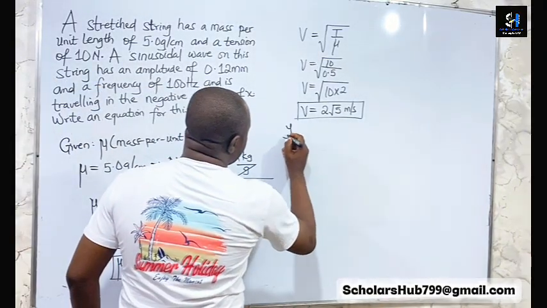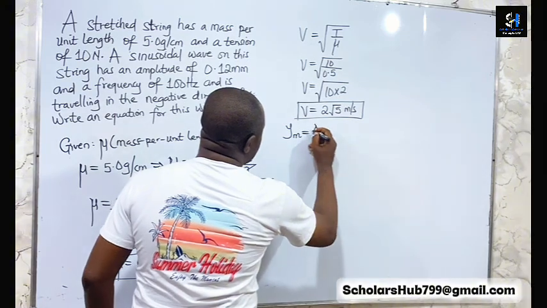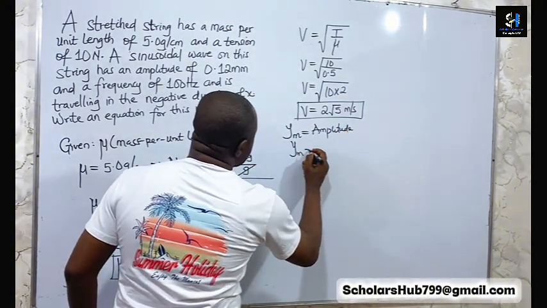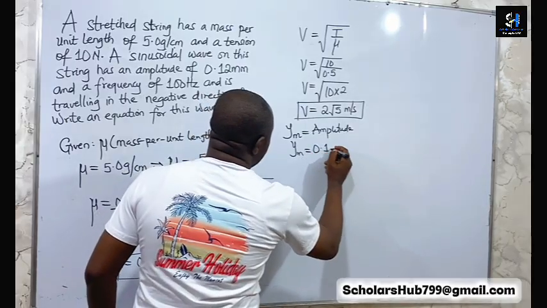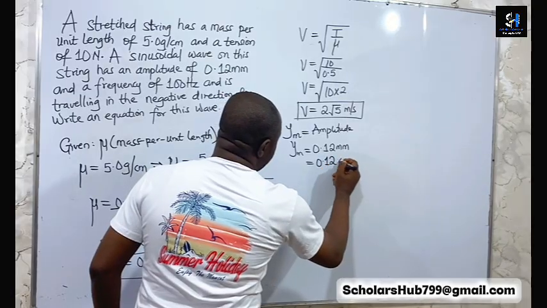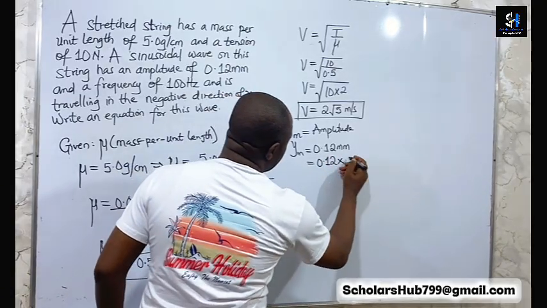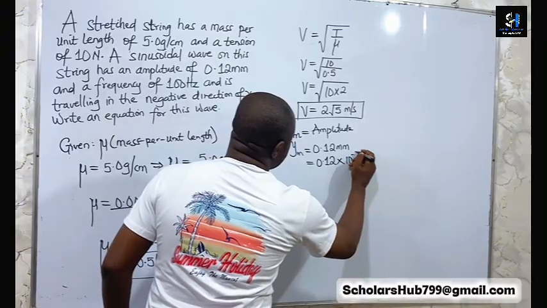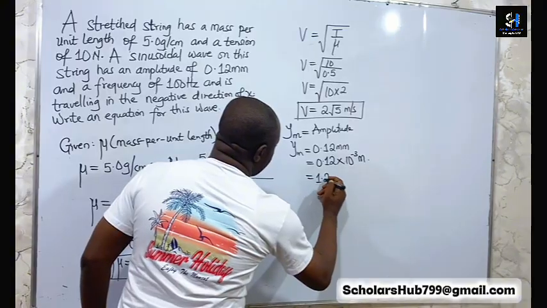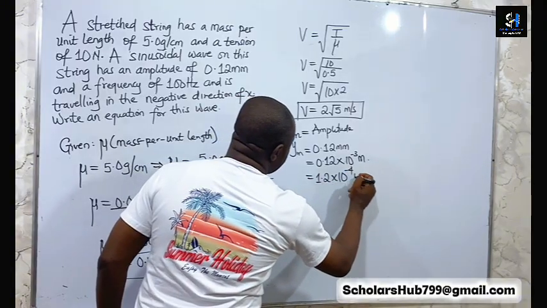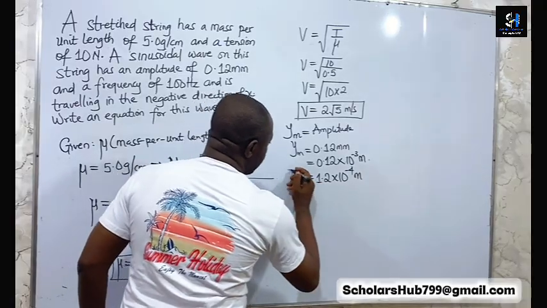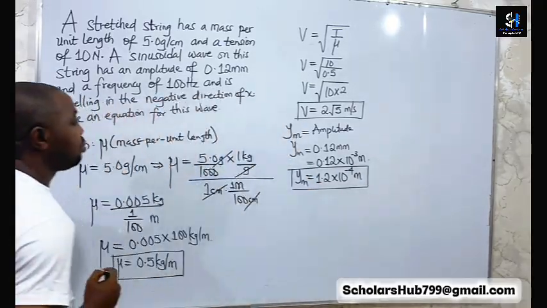So we have the amplitude. The amplitude is equal to 0.12 millimeters, which we can convert into meters: 0.12 times 10 raised to the power of minus 3. This is the same as 1.2 times 10 raised to the power of minus 4 meters. So this is the amplitude. Let me box this, amplitude.